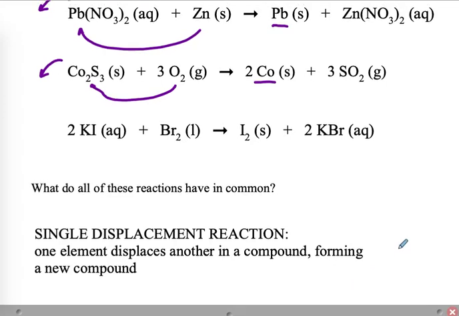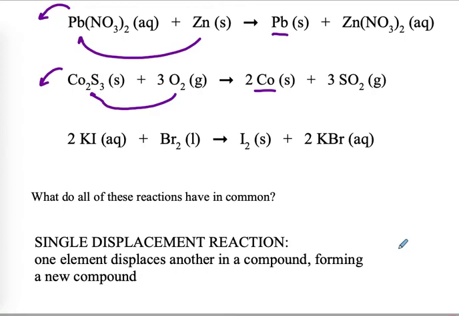Single displacement reactions always have the generic formula: compound plus pure element forms a different pure element plus a different compound. And as such, I could write a symbolic representation for it that looks like AX plus B forms A plus BX. Notice that each of these reactions involves a pure element, which will become important later.